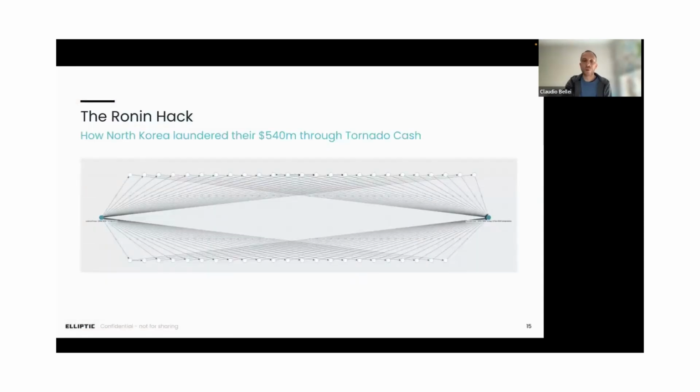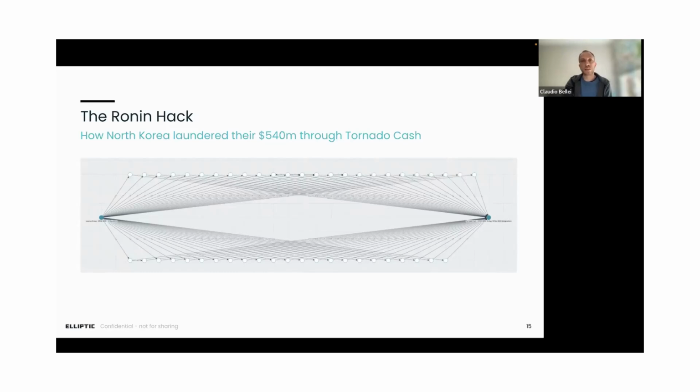Here is another high-profile example of money laundered through Tornado Cash. It's about the Ronin hack that happened in March 2022. The Ronin network in March 2022 announced that effectively more than $500 million had been stolen from the network. It was after discovered that the thefts belong to the North Korea Lazarus Group.